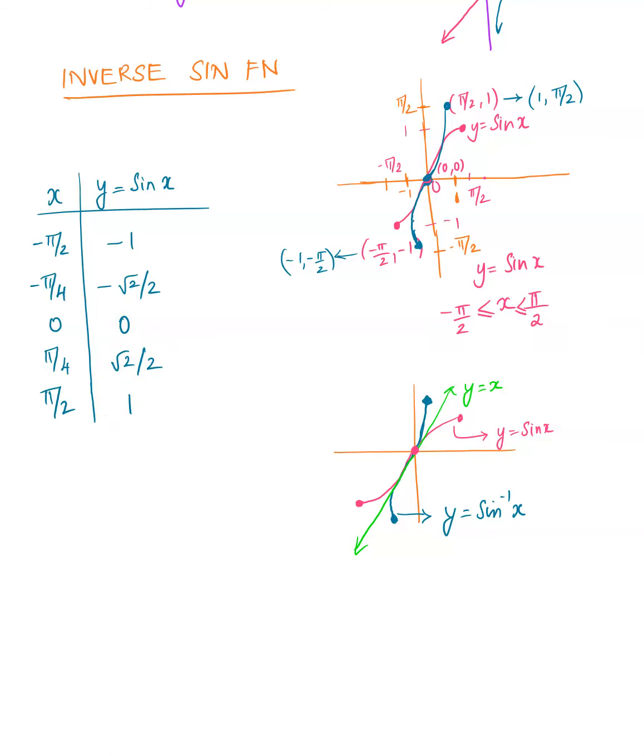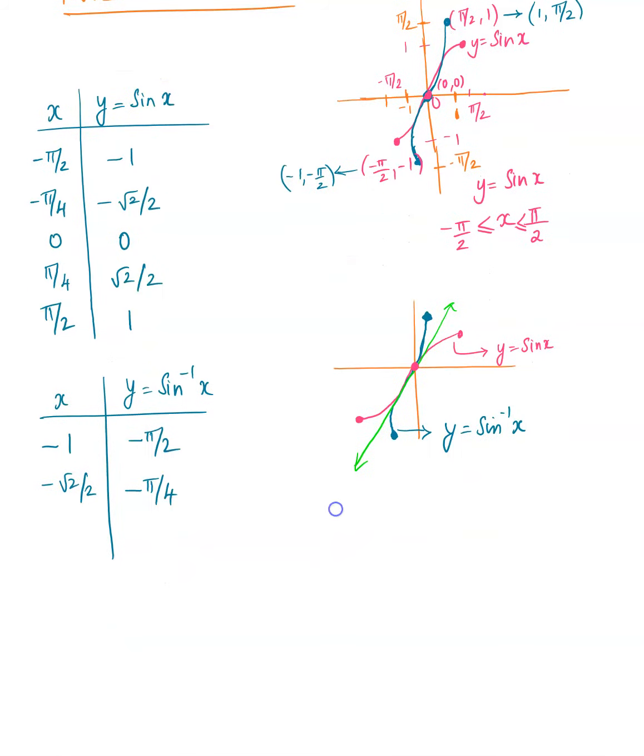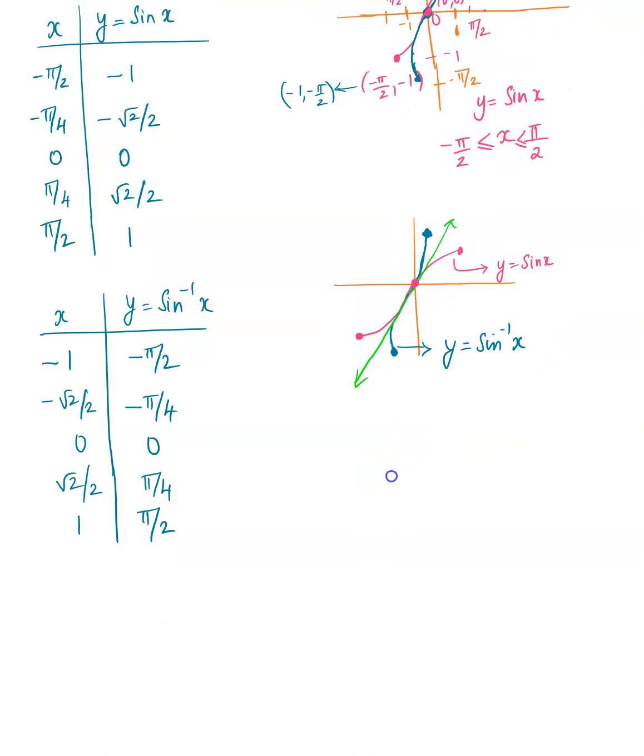Now, if you were to get the graph for the inverse, notice that my notation is x and y, but we will be switching the x and the y coordinates. So when x is negative 1, sine inverse of negative 1 is negative pi over 2. When x is negative root 2 over 2, sine inverse of negative root 2 over 2 is negative pi over 4. And that's what we have graphed here.